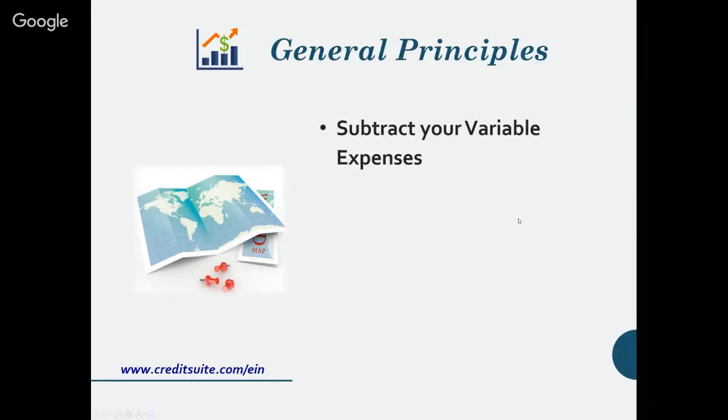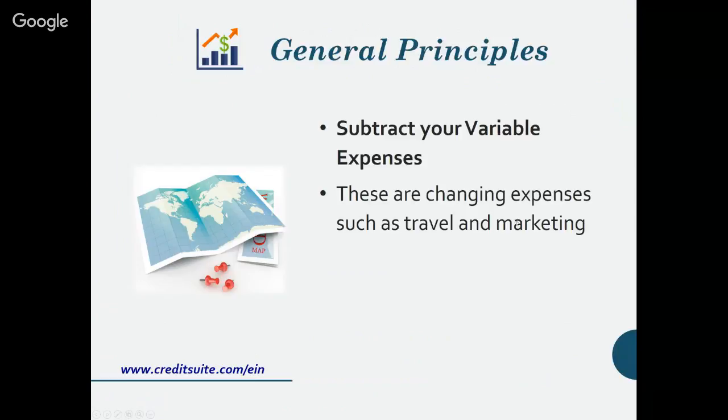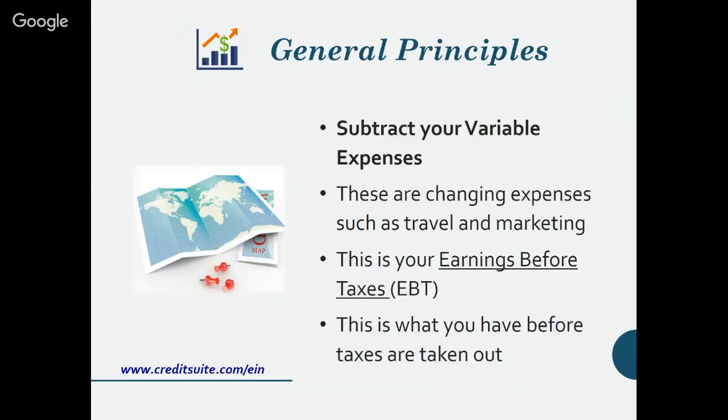So you want to subtract your variable expenses, which are just what they sound like, right? Changing expenses, traveling, marketing, things that change from month to month. And this is what's called EBT, or earnings before taxes. Now, this is what you have before taxes are taken out. And ultimately, in a lot of cases, this is what valuations are closer to being actually looked at. So if you're looking to see how much your business is worth, well, that's called EBITDA, and it's very close to this, your earnings before your actual taxes.